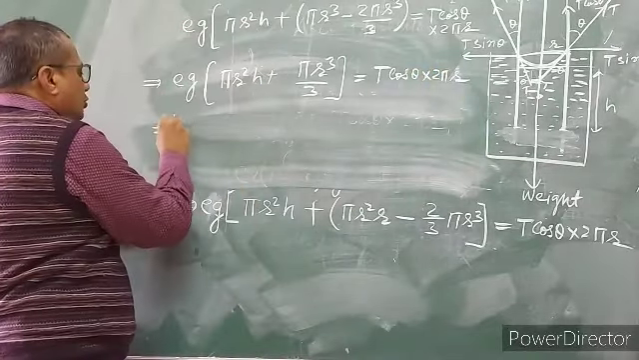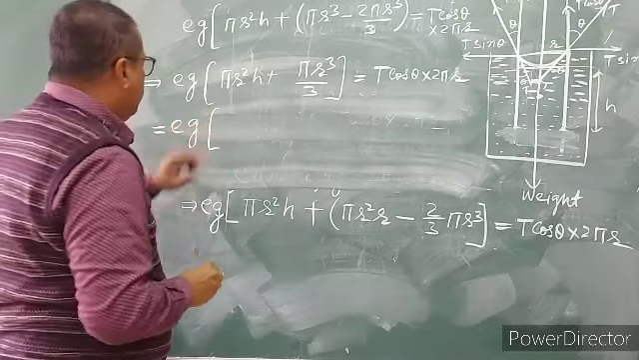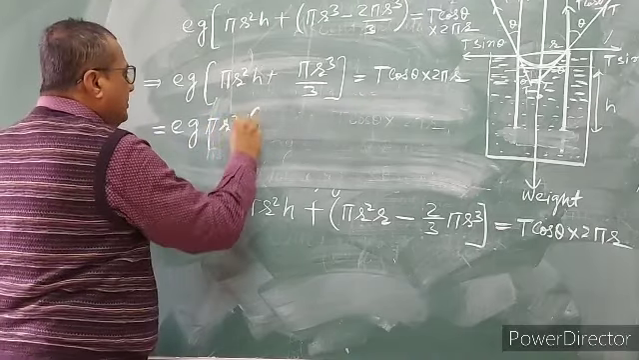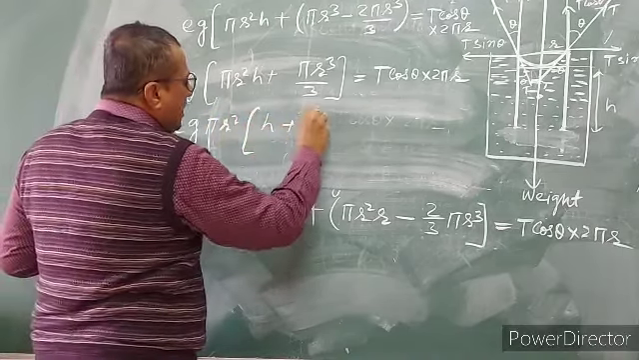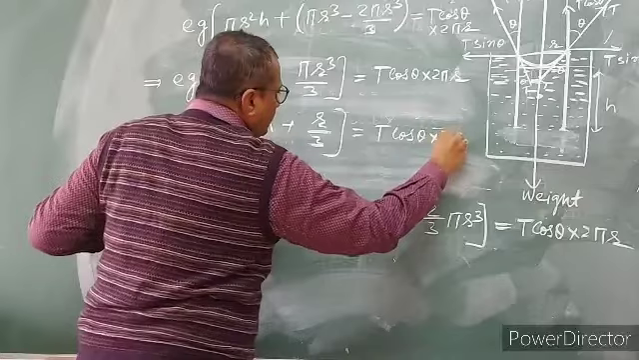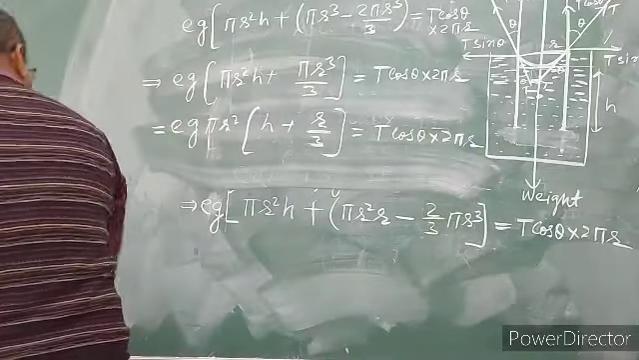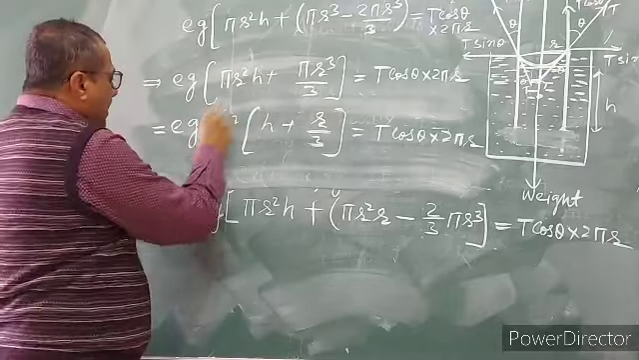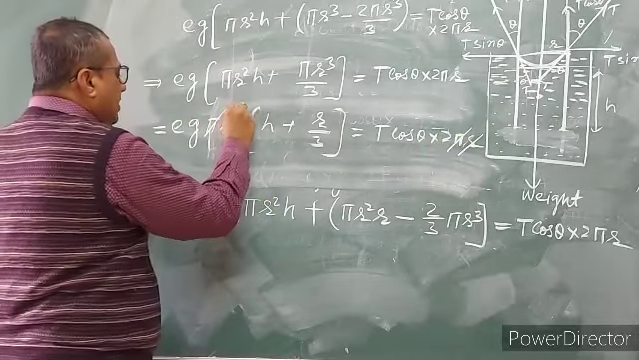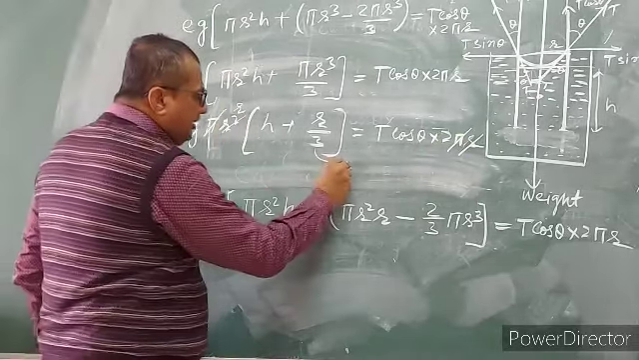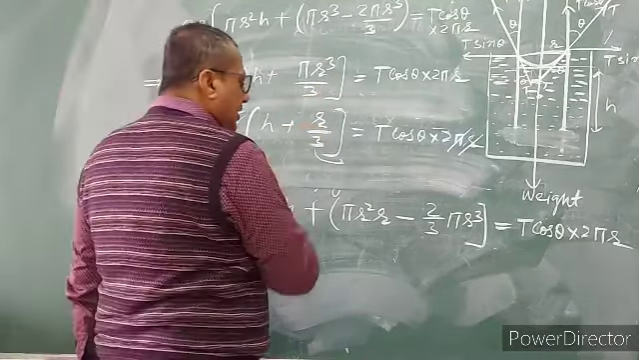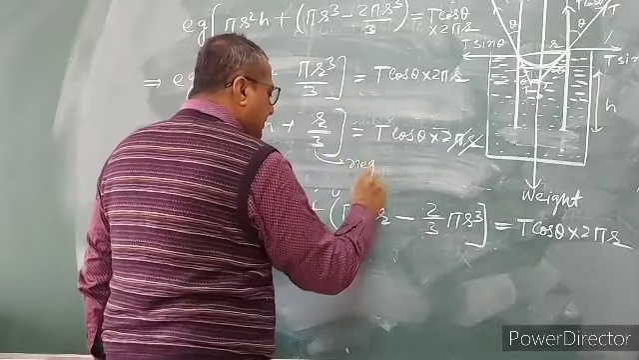There will be common rho g, and pi r square will be common, here will be h plus r by 3, equals T cos theta into 2 pi r. Then pi will be cancelled, here r will be cancelled, this will be r. This is the r by 3. Actually, its radius is very small and you have divided by 3, so again it will be very small, so it will be neglected.